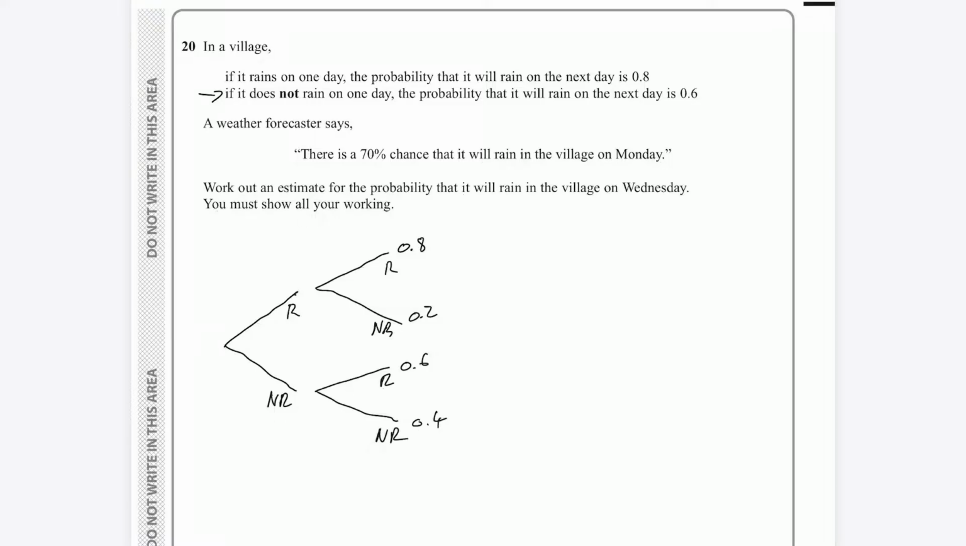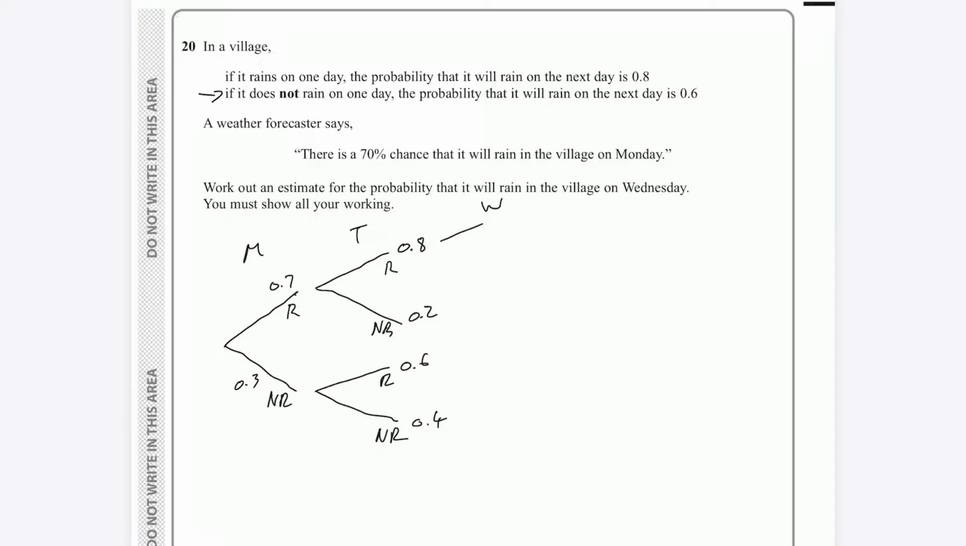The weather forecast says there's a 70% chance that it will rain on the village on Monday. So if you take this at 0.7, this would be 0.3. So that can be Monday. That can be Tuesday. Work out an estimate for the probability that it will rain in the village on Wednesday.